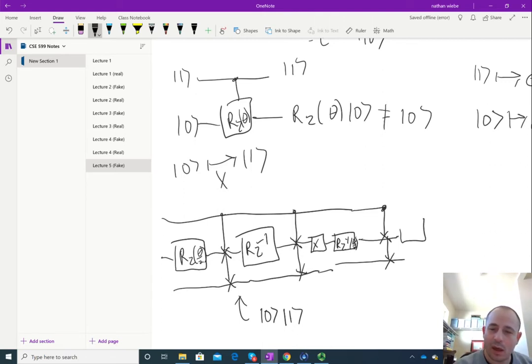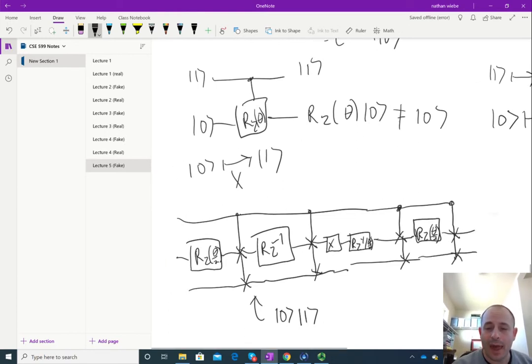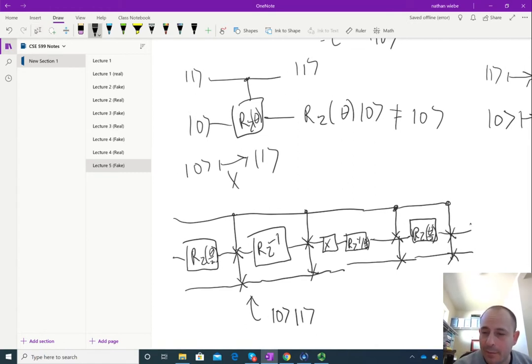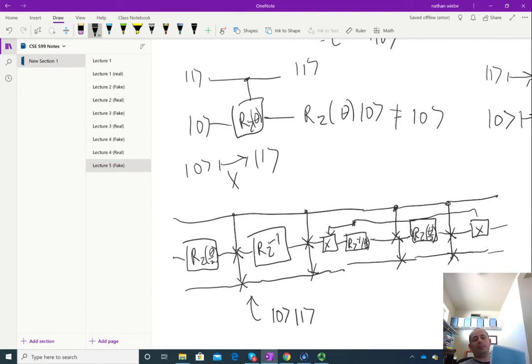Okay. Then we do an RZ of theta over 2 that, and because of the fact that we always end up reverting our qubits back, we have to apply an X gate at the end to counteract the NOT that we did over here. And that is one way that you can implement a controlled rotation.